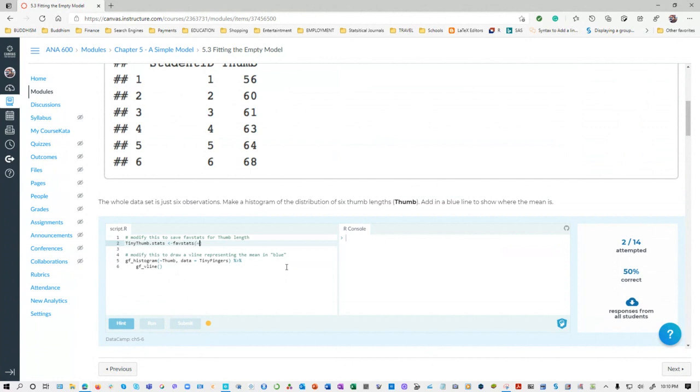Favstats of thumb tilde, data would be tiny fingers. This is the tiny fingers data. Go to histogram, thumb, data tiny fingers. Then gf_vline. You need the line with the x-intercept equals the mean.